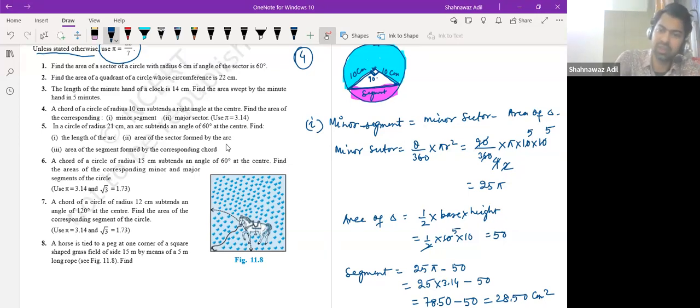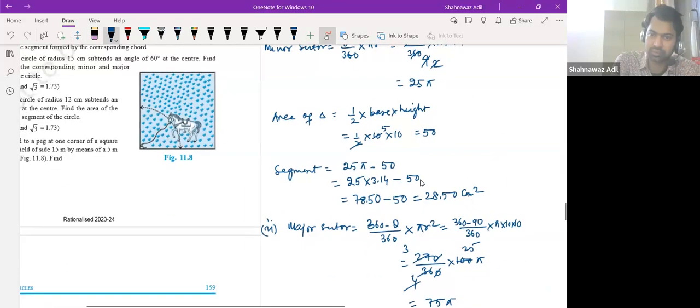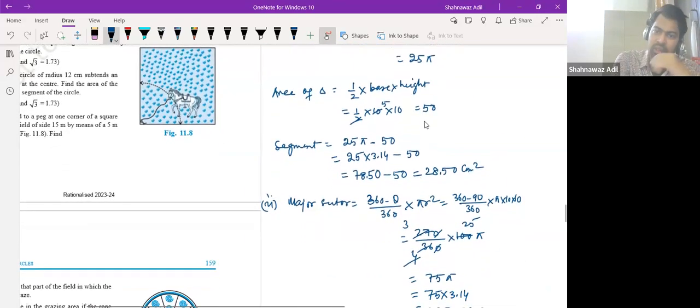Yes, noted everyone. Generally, I take this pi in the last, so I solve this pi in the last portion. In that way, the calculation becomes easy.